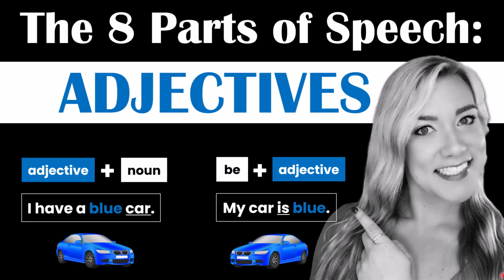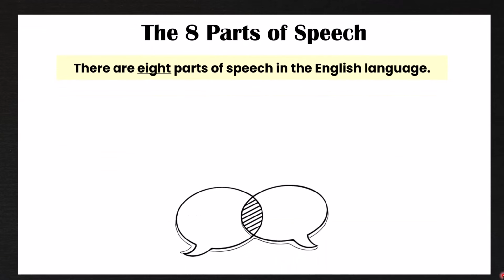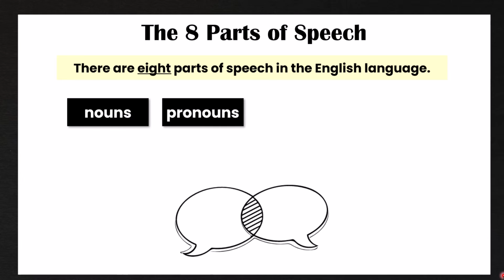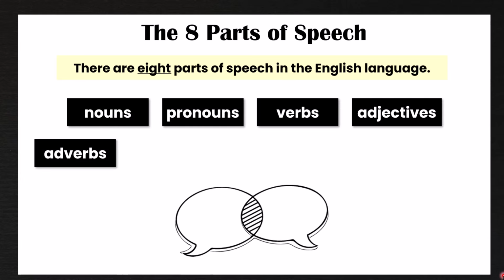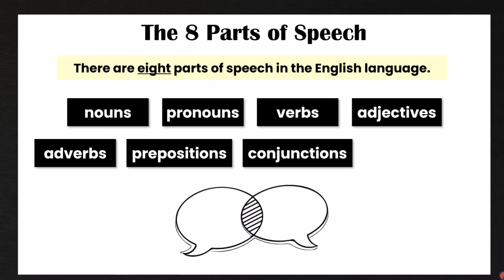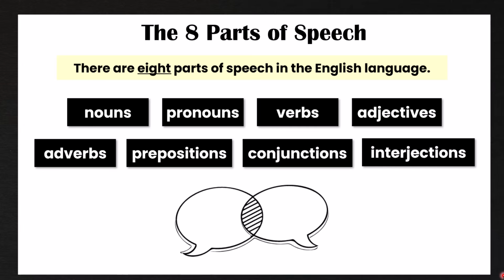Today I'm going to talk about one of the 8 parts of speech, adjectives. You'll learn about adjective usage, rules when using adjectives, adjective order, and more. Let's begin. So there are 8 parts of speech in the English language: nouns, pronouns, verbs, adjectives, adverbs, prepositions, conjunctions, and interjections. We use these parts of speech to form sentences. In today's video, I am going to focus on adjectives.